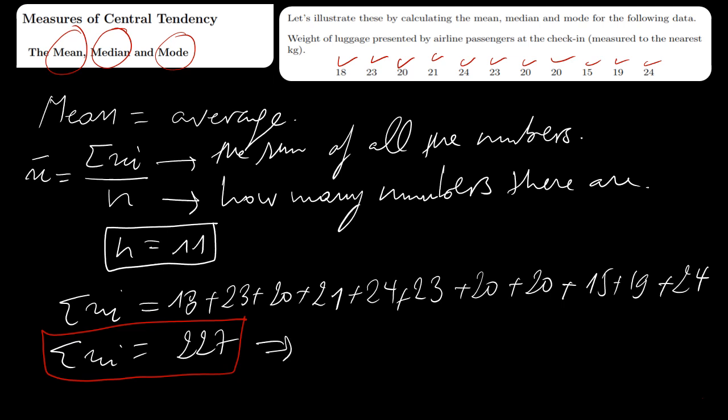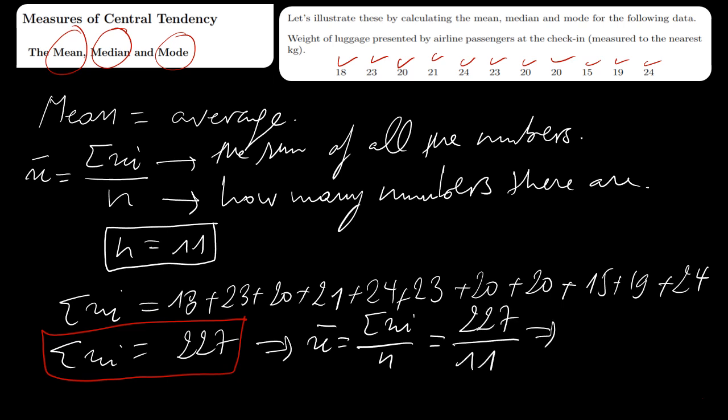So x bar is the sum of x divided by n, and is equal to 227 divided by 11. So here the mean is equal to 20.64. This is the first way. Once again, this is one way we can measure the central tendency.